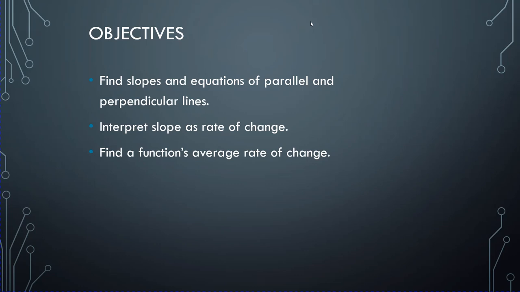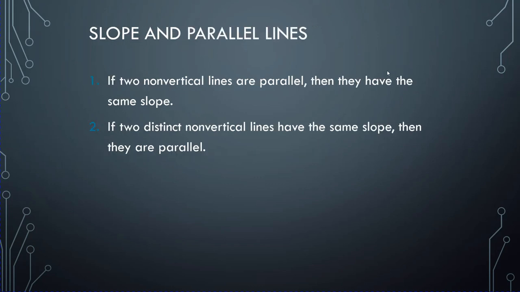Then we're going to talk about how you interpret slope as a rate of change, and in that instance I'll work an application problem. And then at the end, I'm going to talk about a function's average rate of change. Okay, so first off, we'll talk about parallel and perpendicular lines by beginning with parallel lines.